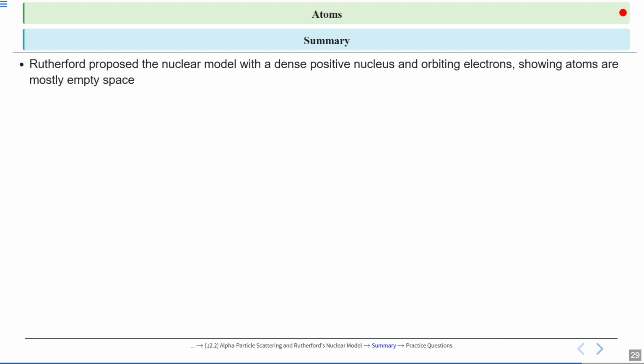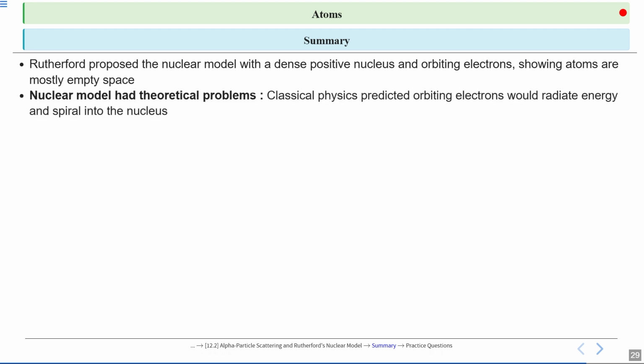Rutherford's nuclear model of the atom proposed that atoms have a tiny dense positively charged nucleus at the center with electrons orbiting around it. This was a big change from earlier models, showing that most of the atom is actually empty space. Let's look at some problems with the nuclear model.